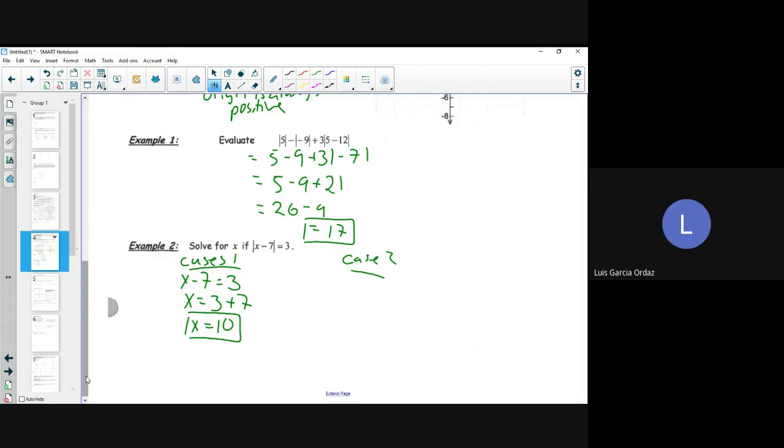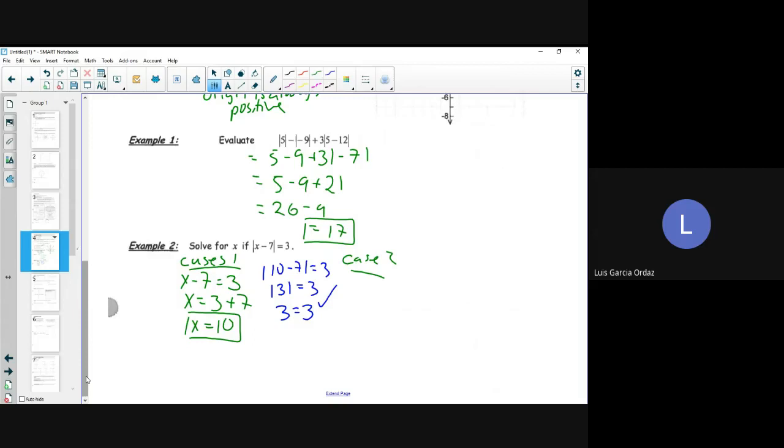Now if you want to check your answer, go ahead. So we're going to sub in 10 for x. So you get the absolute value of 10 minus 7 is equal to 3. You get the absolute value of 3 is equal to 3, which means 3 is equal to 3, which means we are good to go.